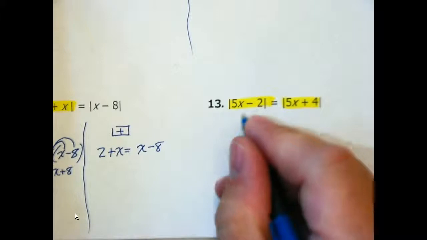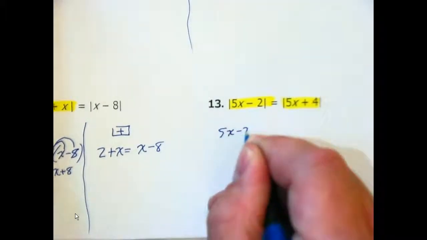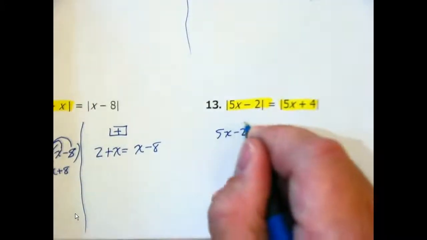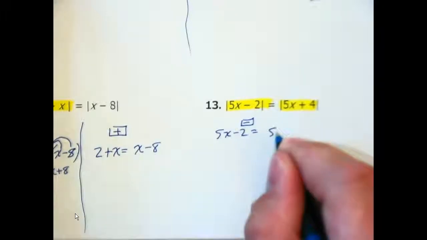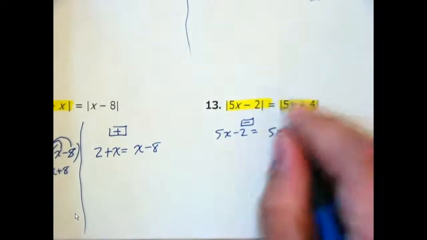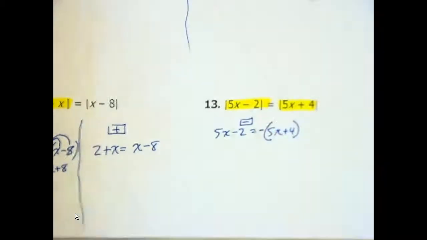So if I say, all right, let's say I make just 5x minus 2 stay the same. In my negative case, I have that. The other side, I have 5x plus 4. But whatever's in here, it's got to become negative. So I've got to multiply the whole thing by negative.